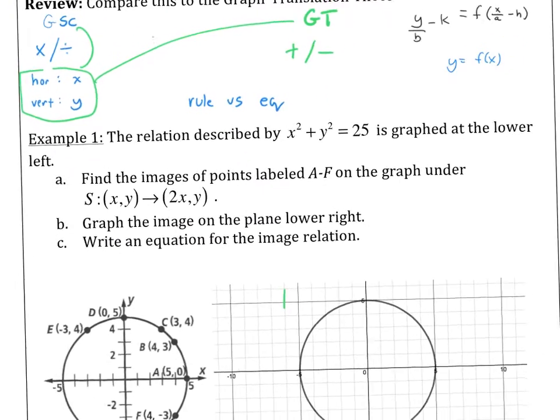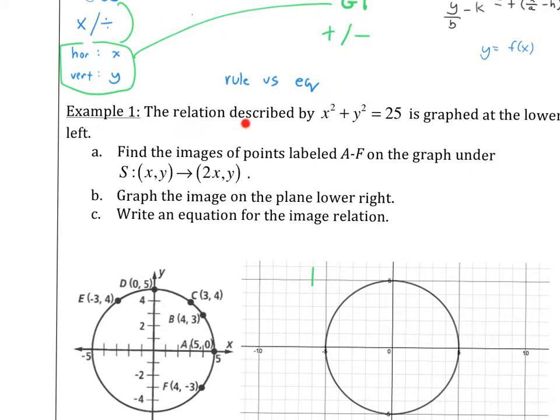All right, so let's take a gander at example number 1. The relation described by x squared plus y squared is equal to 25. And hopefully you notice this is a circle. This is not a function, but it is an equation for a circle. And it's graphed down here. Find the images of points labeled A to F under this rule.